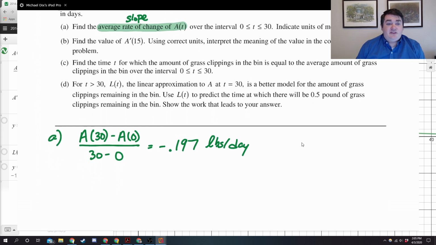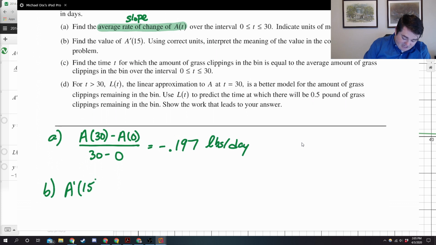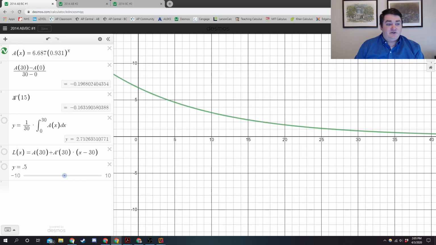Part B, find the value of A prime of 15. Using correct units, interpret the meaning of the value in the context of the problem. So the first part of part B, find A prime of 15. This is something that your calculator could do for you. And this is something you're expected to know how to do in your calculator, is take a function and then evaluate its derivative at a point. And so again, I have my Desmos calculator here. A prime of 15 is negative 0.164.